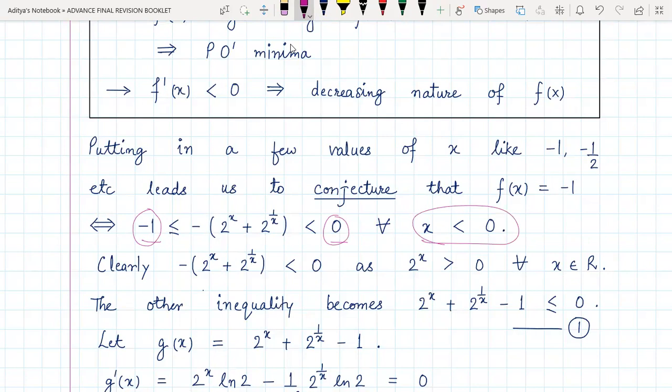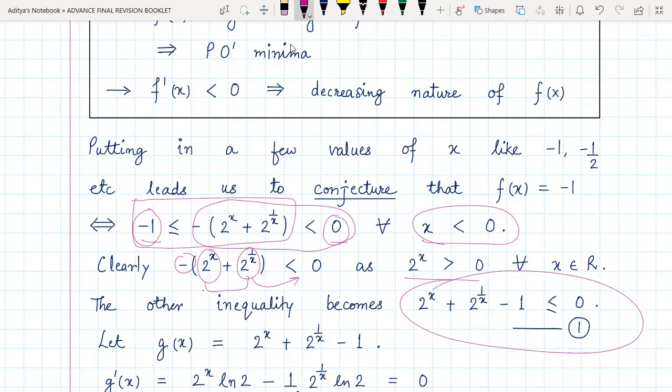Now clearly this inequality is obviously true, because 2 power anything is always positive, so a positive number with a negative sign would be negative, or less than 0. So no doubt about this inequality. How do we deal with the second inequality? This is the only inequality we are now concerned with and have to prove. I have just transposed this to the left hand side, so it becomes the inequality we are calling inequality number 1.